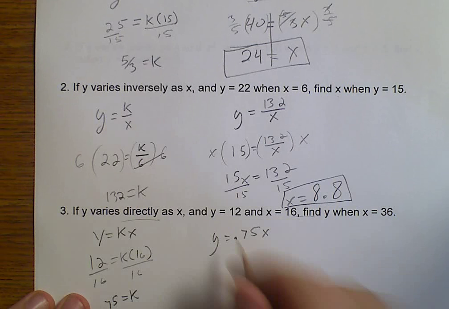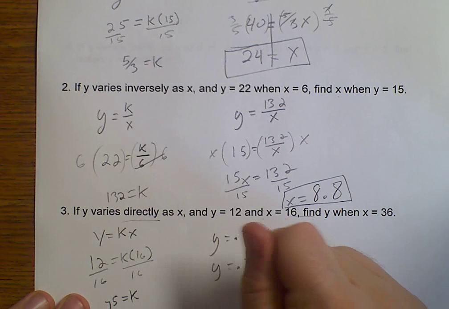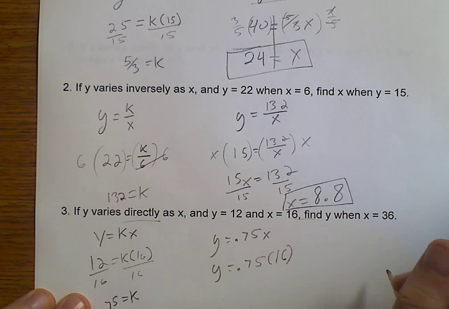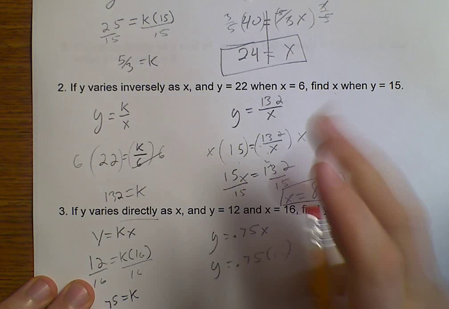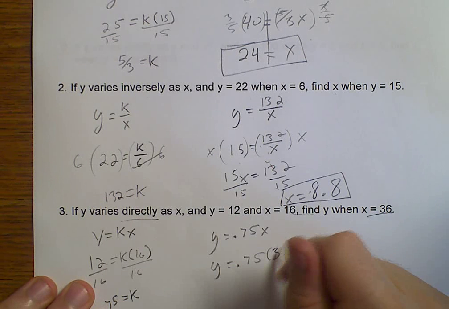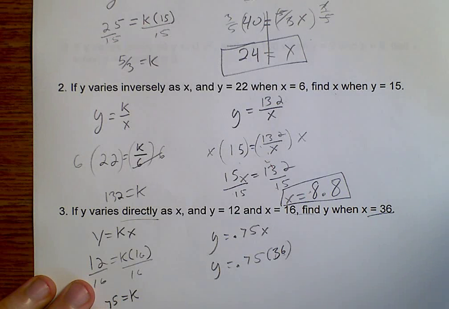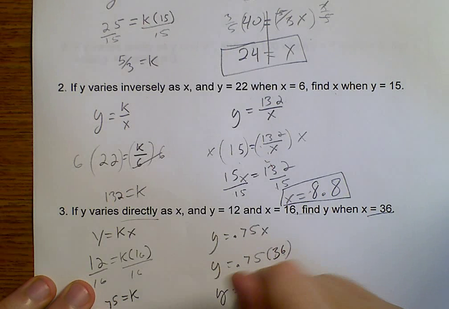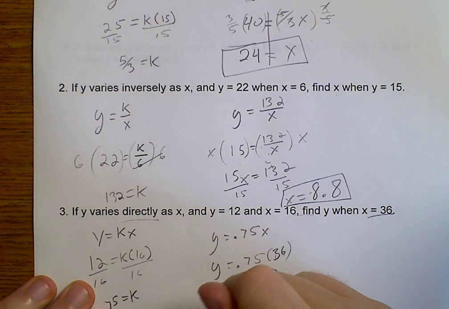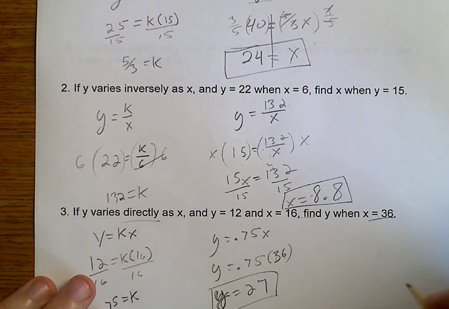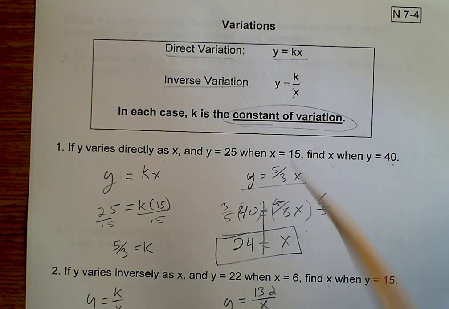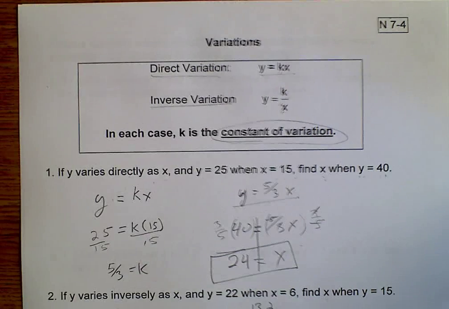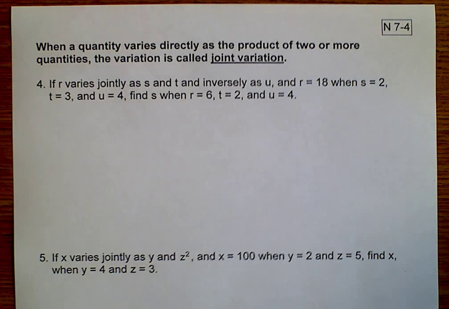Now, sorry, when x equals 36, y equals 0.75 times 36, which is 27. And so we have our answer. That's direct variation and inverse variation. You can just refer back to this table and very easily get what you need. That was review from Algebra 1.